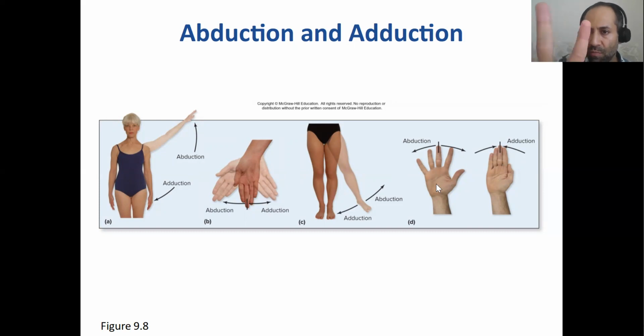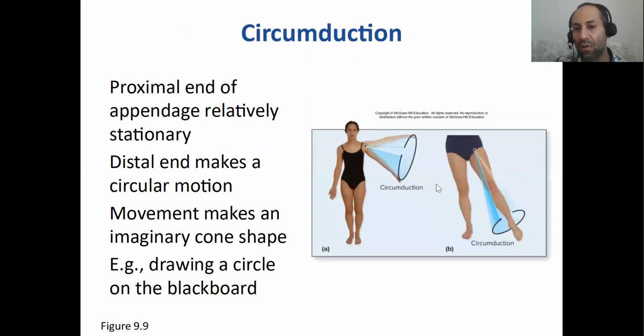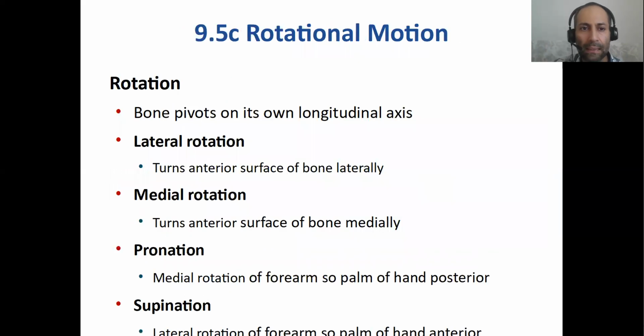Same with the fingers. When you spread your fingers apart, this is abduction. When you bring them together, this is adduction of the fingers, okay? Circumduction, when you move your arm or your wrist in a circle, or your foot for that matter. That's called circumduction, moving that body part in a circular pattern.